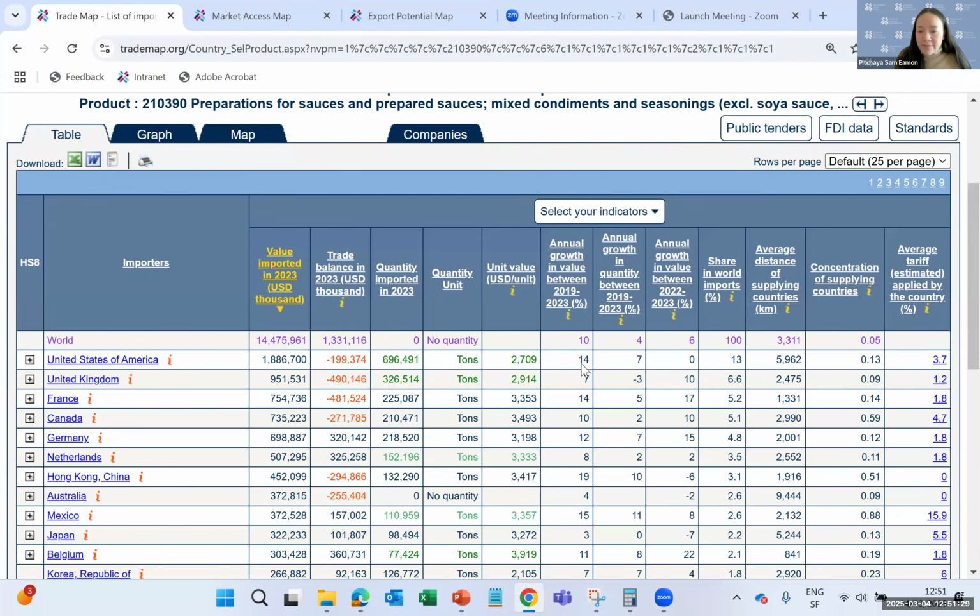United States is 14%. This means that United States is a market that is growing faster than the world's average. Yes, the world's average is growing at 10%, but the United States is 14%, so it's growing even faster. It shows a very promising sign for United States.